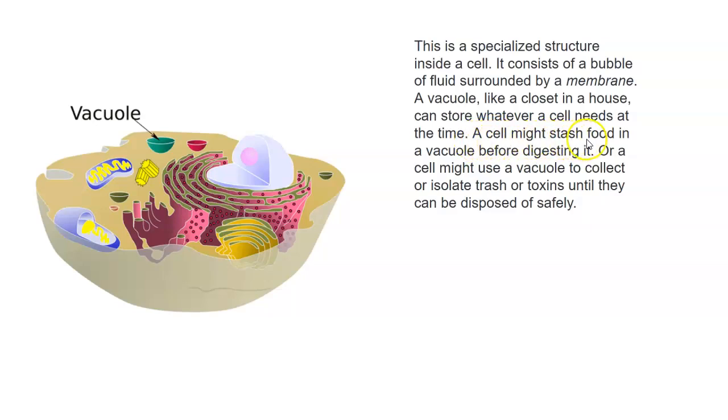A cell might stash food in a vacuole before digesting it, or a cell might use a vacuole to collect or isolate trash or toxins, things it doesn't need, until they can be disposed of safely. Sometimes a vacuole can store carbon dioxide before it is released, okay?